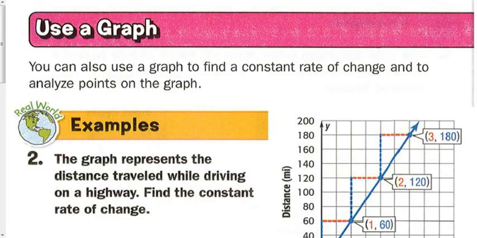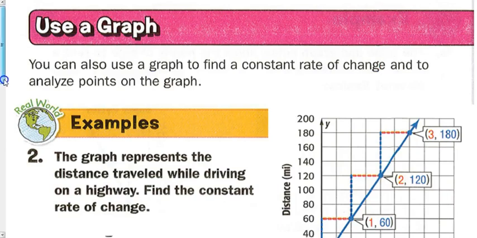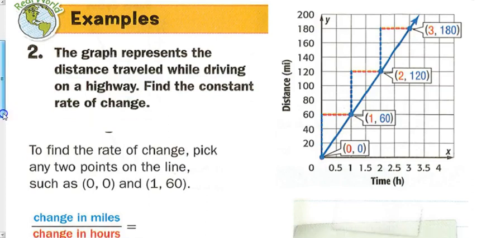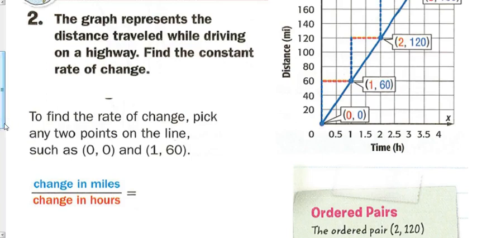So another way that you can identify the constant rate of change is by using a graph and looking at the graph of the situation presented to you. So it says you can also use a graph to find a constant rate of change and to analyze points on the graph. So here's an example. It says the graph represents the distance traveled while driving on a highway. Find the constant rate of change. It says to find the rate of change, pick any 2 points on the line. And you can do that. You can pick any 2 points. And they have 4 points labeled right there for us. They have (0, 0), (1, 60), (2, 120), and (3, 180). They recommended that 2 easy points to pick would be (0, 0) and (1, 60).